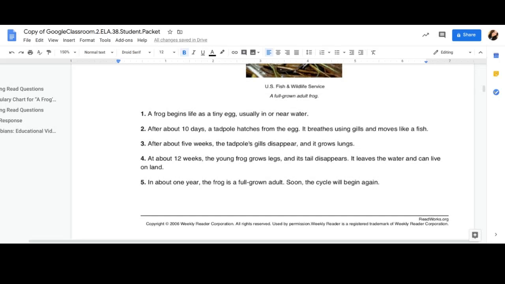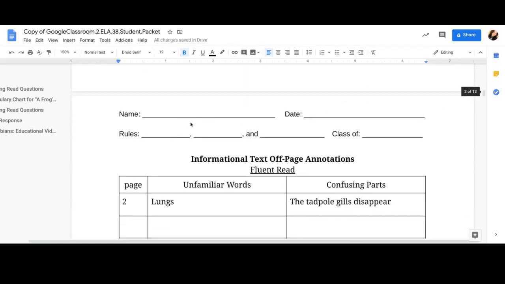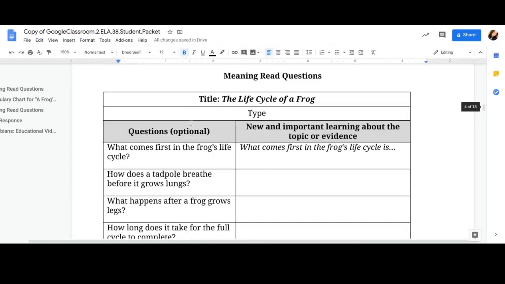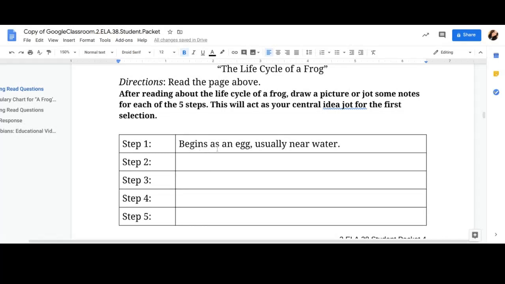If you said begins life as an egg, usually near water, or if you said something similar to that, excellent job. So go ahead and put that in your step 1. Begins as an egg, usually near water. Try to see if you can summarize step 2, 3, 4, and 5 on your own. Pause the video and go.